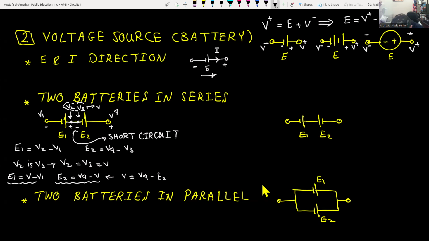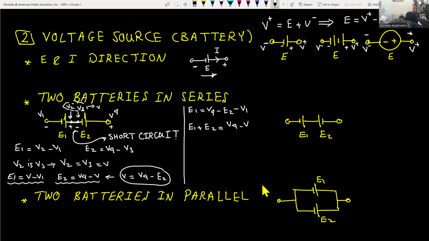So let's remove V here and put its value, V4 minus E2. So E1 equals, I'm going to remove V and put V4 minus E2, V4 minus E2 minus V1. So E1 plus E2 equals V4 minus V1, and put this in a big rectangle.